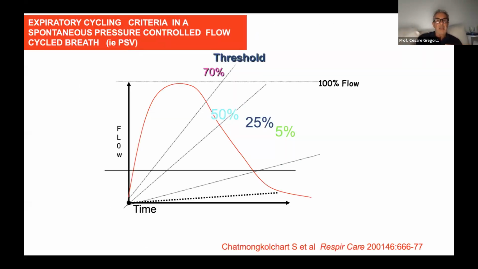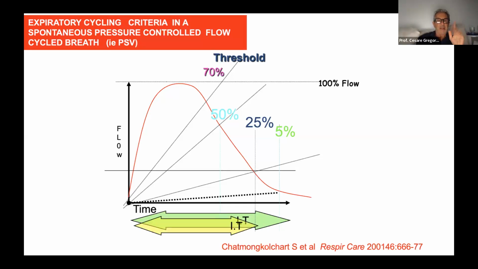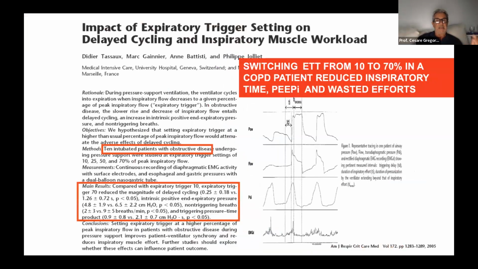Right now, the performance of the ventilator has changed, and they allow changing the threshold, for example, from 5% to 70%. Why? Is this efficient? No, it's not efficient. Because for any threshold, 5, 25, 50, 70, for a given peak inspiratory flow, we have a different inspiratory time. And this is really very important. And why is it so important?